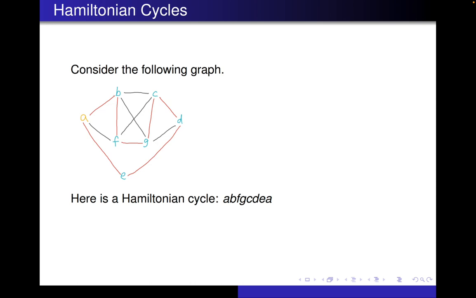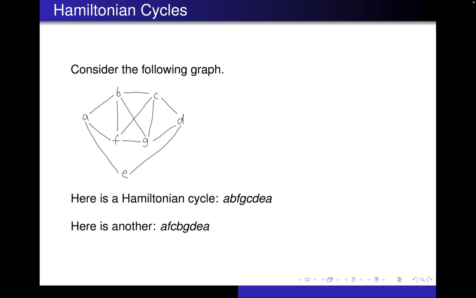I do want to note that it is possible to have more than one Hamiltonian cycle in a graph. And in fact, this graph has more than one. Here's another one: A, F, C, B, G, D, E, A. You can see the first four vertices are a little bit different than last time.